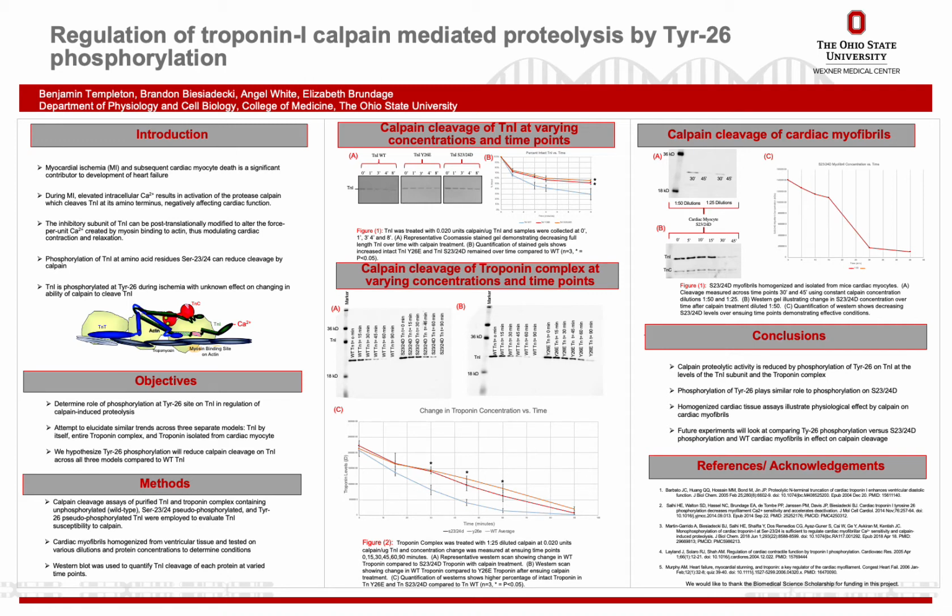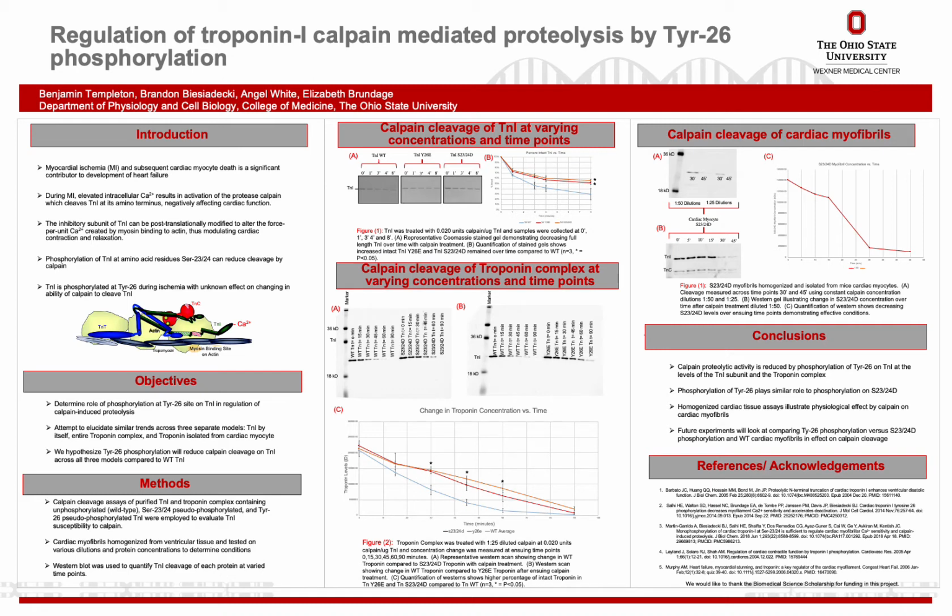However, there are ways we can modify TNI to potentially limit the harmful effects of this cleavage by calpain. And one of the major ones is phosphorylation. Previous research has found that the phosphorylation of TNI at the amino acid residues serines 23 and 24 can reduce the cleavage by the protease calpain. My project is looking at if TNI can be phosphorylated at a different amino acid site called tyrosine 26, which during ischemia could potentially also limit the harmful effects of the calpain-induced cleavage.